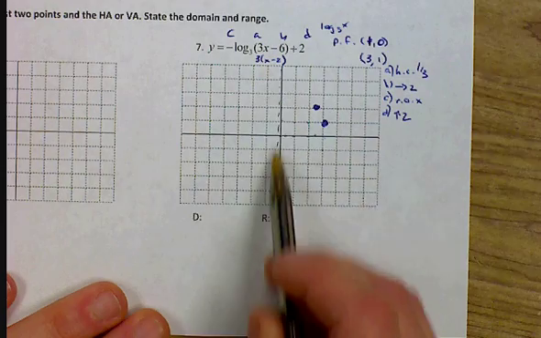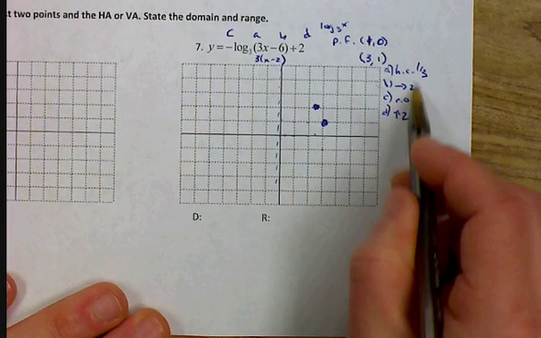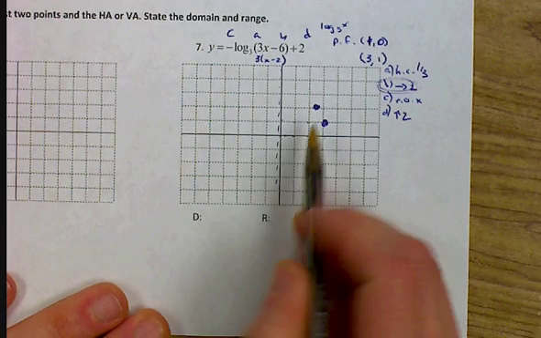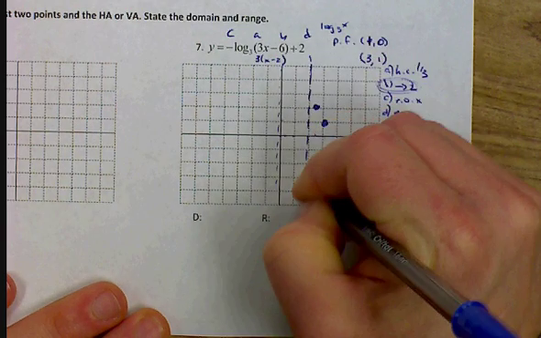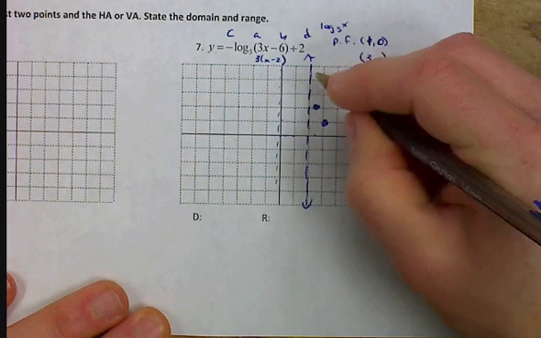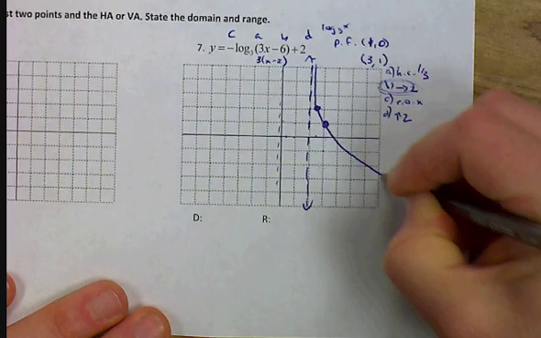Now this vertical asymptote is going to be affected by this B transformation, so it's going to move over 2. So your vertical asymptote is going to be here, and so you can see that this logarithm is going to kind of go like this.